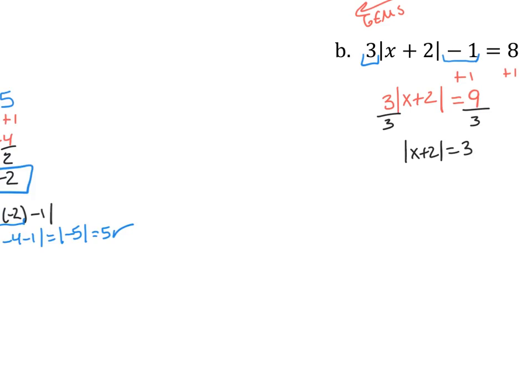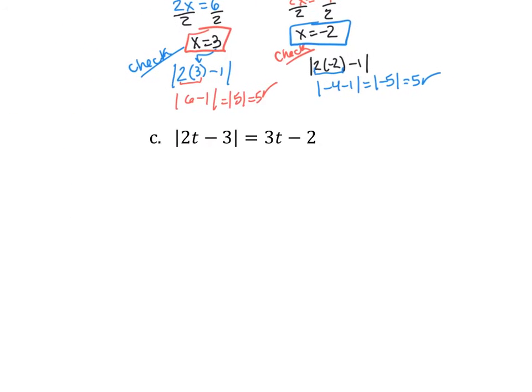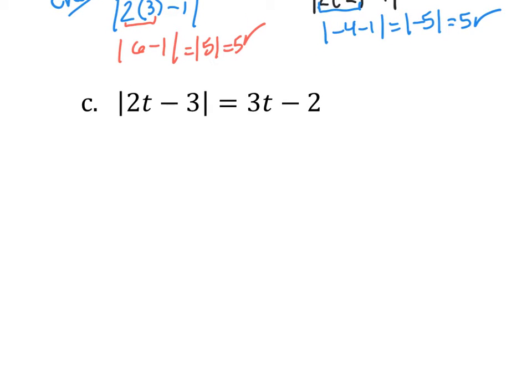All right, and then letter C. So this one, we have 2 t terms. We have a 2t over here and a 3t over here, and that's okay. But we do see the absolute value is by itself, so that means we can go right to the splitting up into 2 equations step. But in this case, our answer is a whole expression.